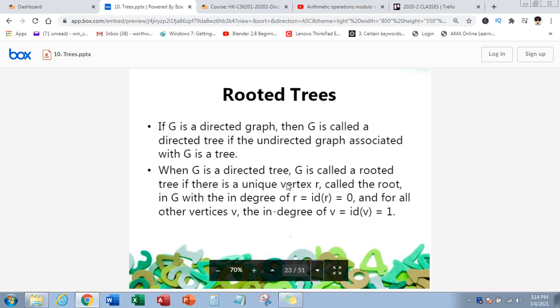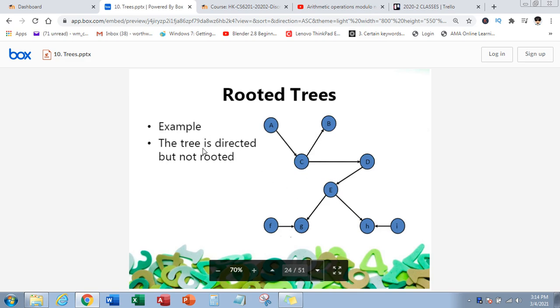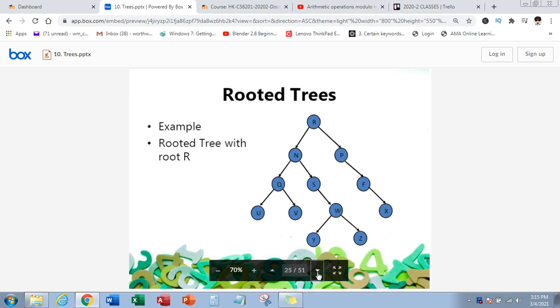When G is a directed tree, G is called a rooted tree if there is a unique vertex R, called the root, in G with the in-degree of R equal to 0, and for all other vertices V, the in-degree of V is equal to 1. Okay, so ibig sabihin nun, a rooted tree should only have one vertex at the top. Okay, so this one is not rooted because there are so many connected vertices with so many edges. So a rooted tree should have one vertex with edges coming from it. This is an example of a rooted tree with root R.